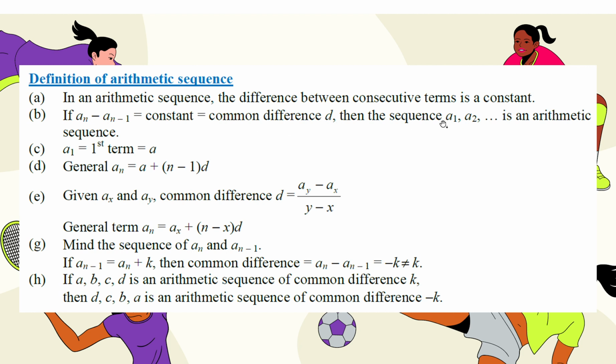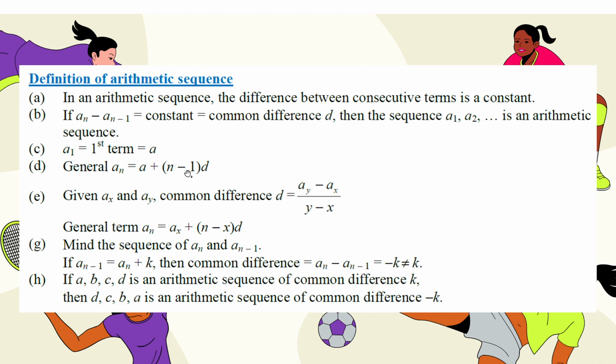And then the sequence is a1, a2, to a infinity. a1 is the first term, and we have a special name for it, a. So the first term is a, and the common difference is d. So what is a_n? Start from the first term and add d to it n minus 1 times, since the first one doesn't need it. So a_n equals a plus (n minus 1)d.